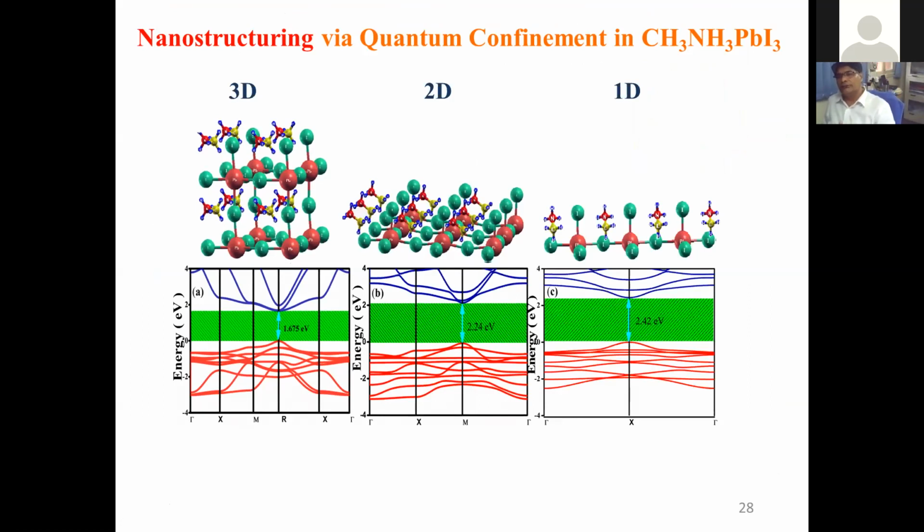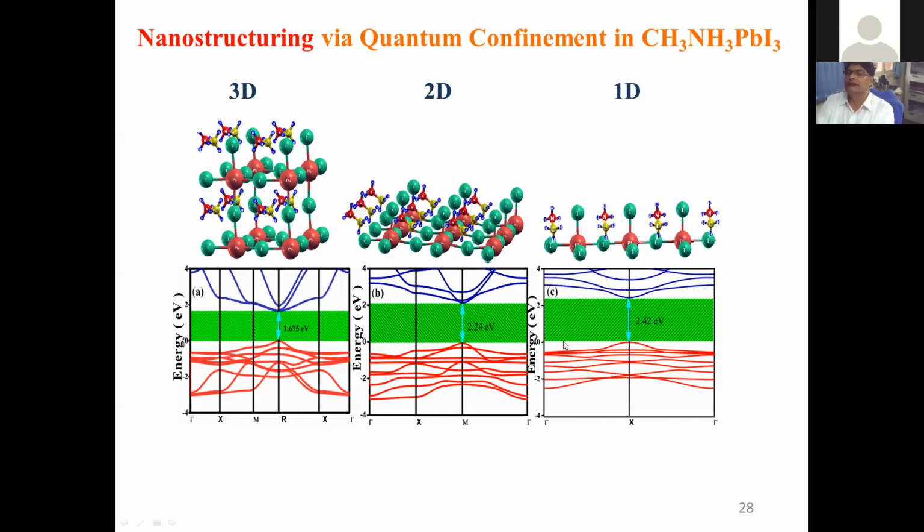So we thought of having the low-dimensional counterparts of this, that is the two-dimensional and the one-dimensional structure. Because I assume everybody knows the DFT calculation, I'm not going into the details of the parameters. I'm only trying to focus on the results we got. In the case of the three-dimensional material, we have 1.675, and these are all published works, so if anybody wants to know the details, you can follow the paper. When it is a two-dimensional material, the band gap increases. When it is a one-dimensional material, the band gap further increases. So reducing the dimension increases the band gap.